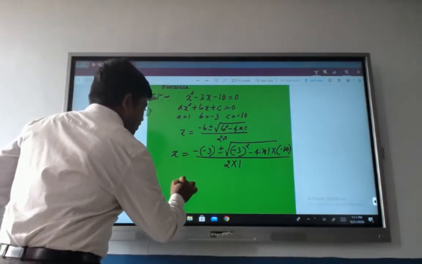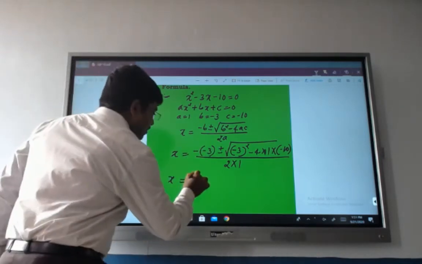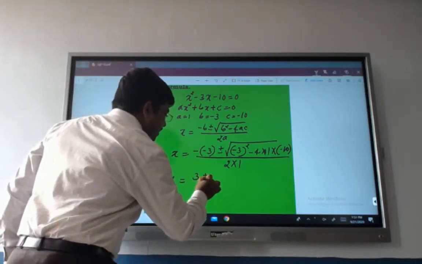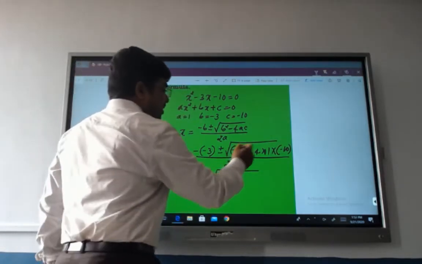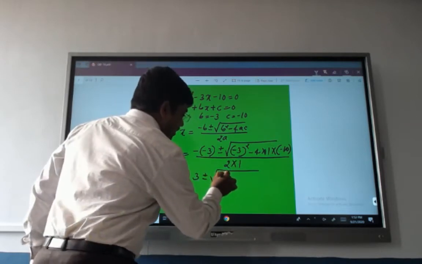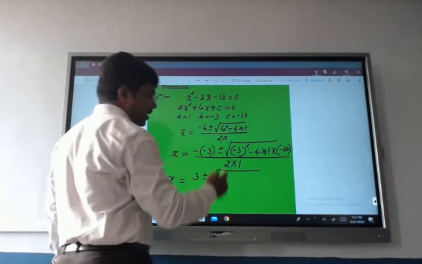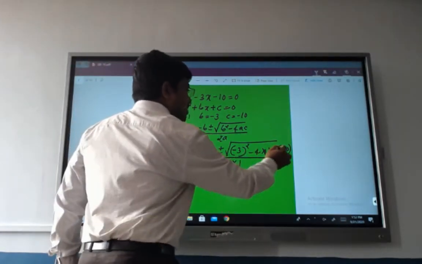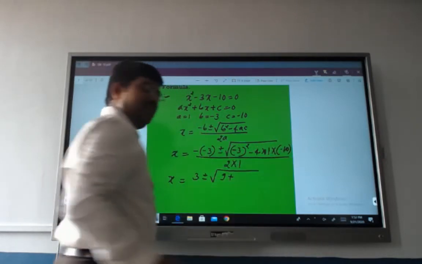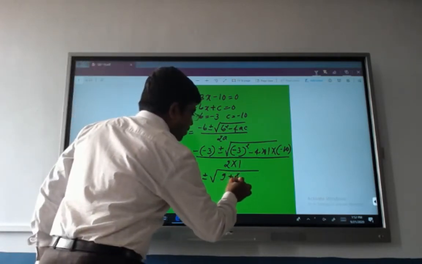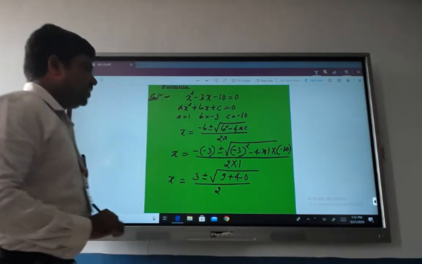Continue this. So here x is equal to, so minus into minus we will get here plus 3. Then plus or minus square root of minus 3 square, that is square of minus 3 we will get 9. Minus 3 into minus 3, minus into minus plus, we will get 3 into 3, 9. So here minus into minus again we will get here plus. Now say this 4 ones are 4, 4 tens are 40 we will get. So divided by 2 into 1, so that is 2.